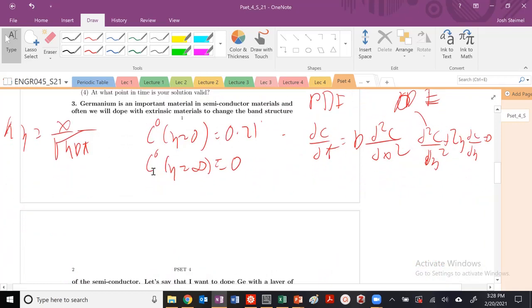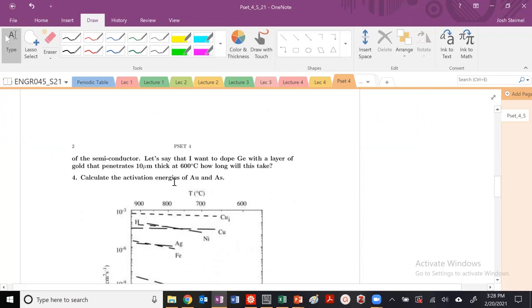Now, germanium is an important material in semiconductor band structures. We're going to dope it with extrinsic materials. Let's say that I want to dope Ge with a layer of gold that penetrates 10 micrometers thick at 600 C. How long will this take?